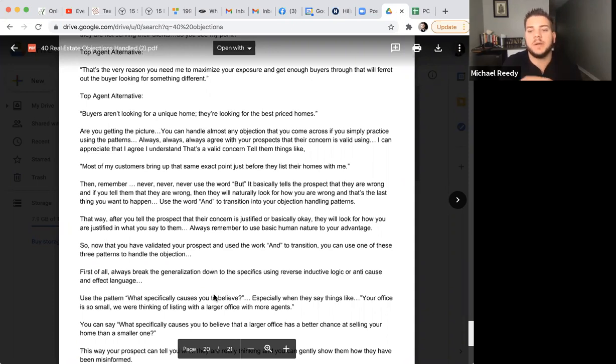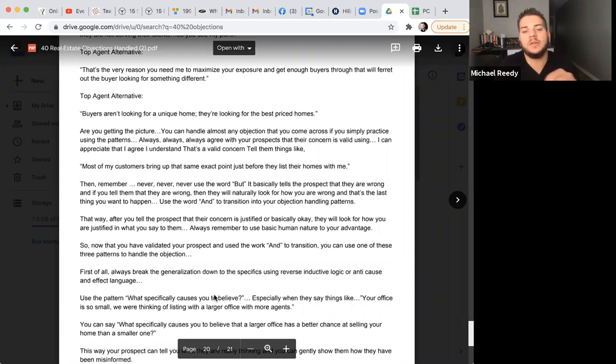It basically tells a prospect that they are wrong. And if you tell them that they are wrong, then they will naturally look for how you are wrong. And that's the last thing that you want to happen. Use the word and to transition into your objection handling patterns. That way, after you tell the prospect that their concern is justified or basically okay, they will look for how you are justified in what you say to them. Always remember to use basic human nature to your advantage.